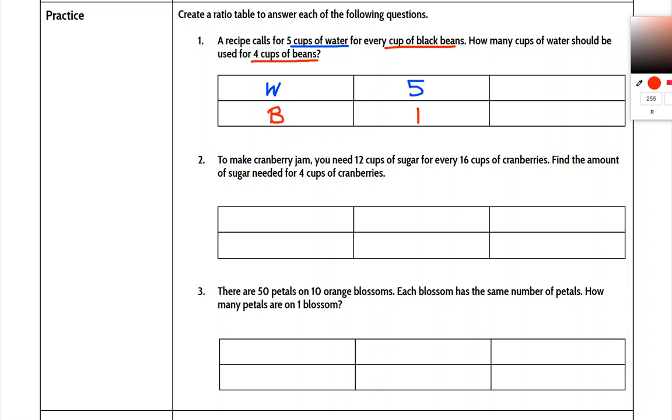And the second problem: to make jam, you need 12 cups of sugar for 16 cups of cranberries. So we're comparing sugar and cranberries, and we want to find the amount of sugar needed for 4 cups of cranberries. So we have sugar and 12 cups, and for cranberries, we have 16 cups. We want to know how much sugar we need for 4 cups of cranberries.